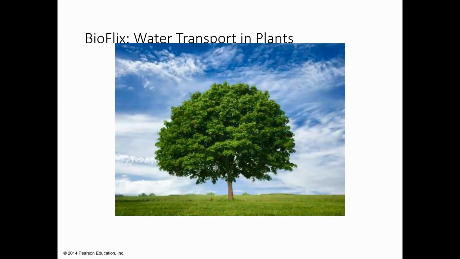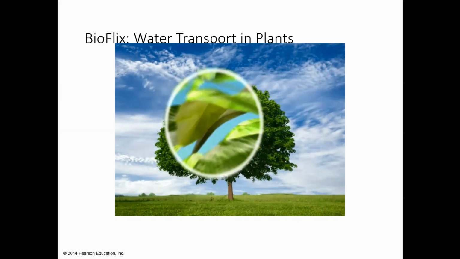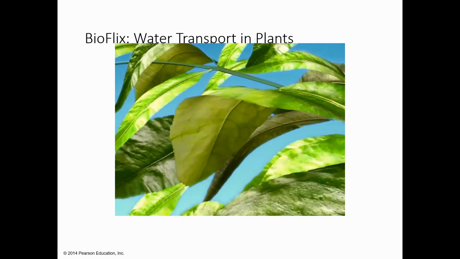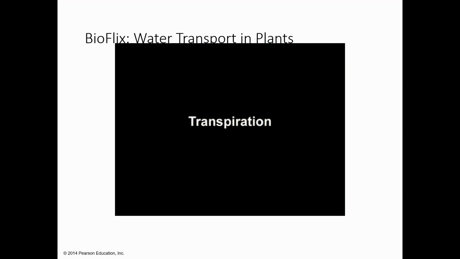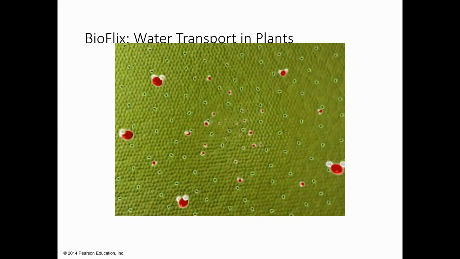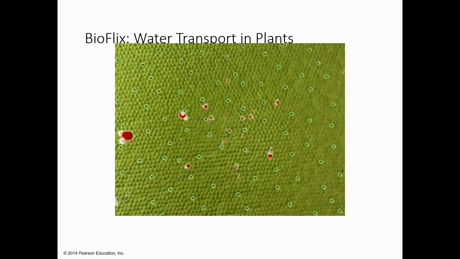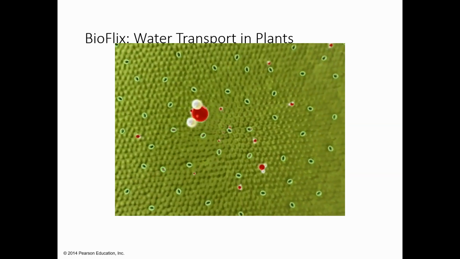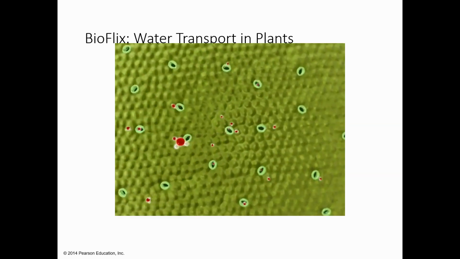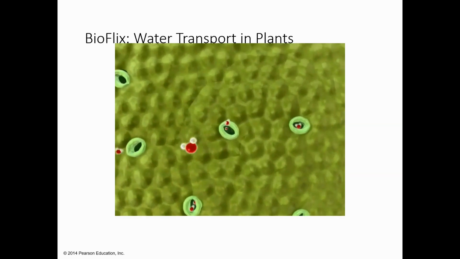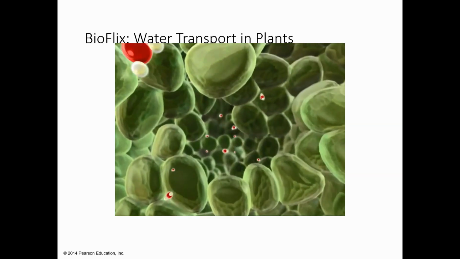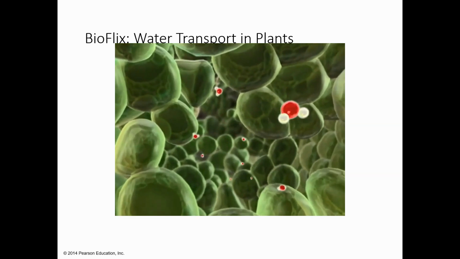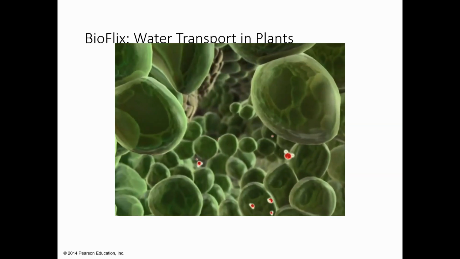Trees must transport water and minerals to their highest leaves. How does this happen? Interestingly, trees move water by losing water. Evaporation of water from plants is called transpiration. Water diffuses from inside a leaf to the outside air through pores. Inside a leaf are air spaces. Water evaporates constantly from the surfaces of surrounding cells.